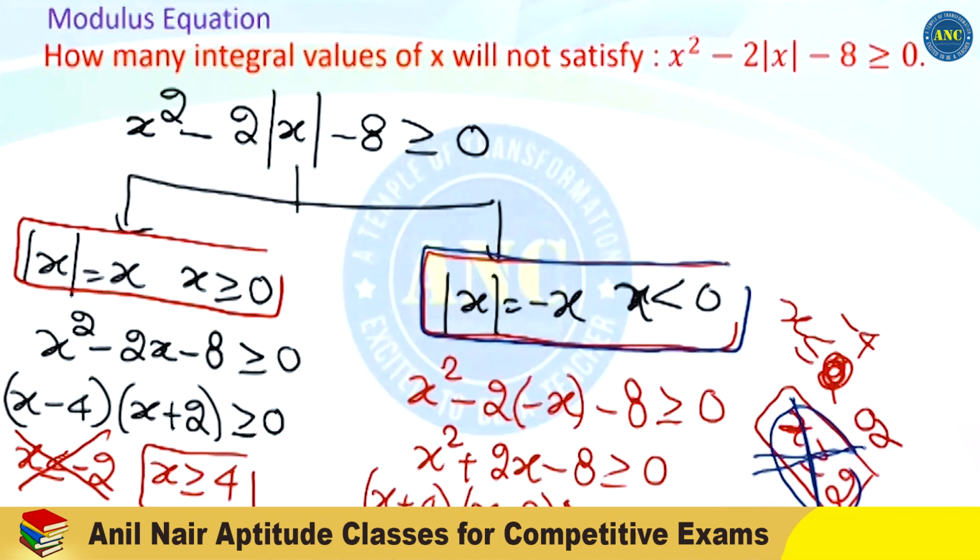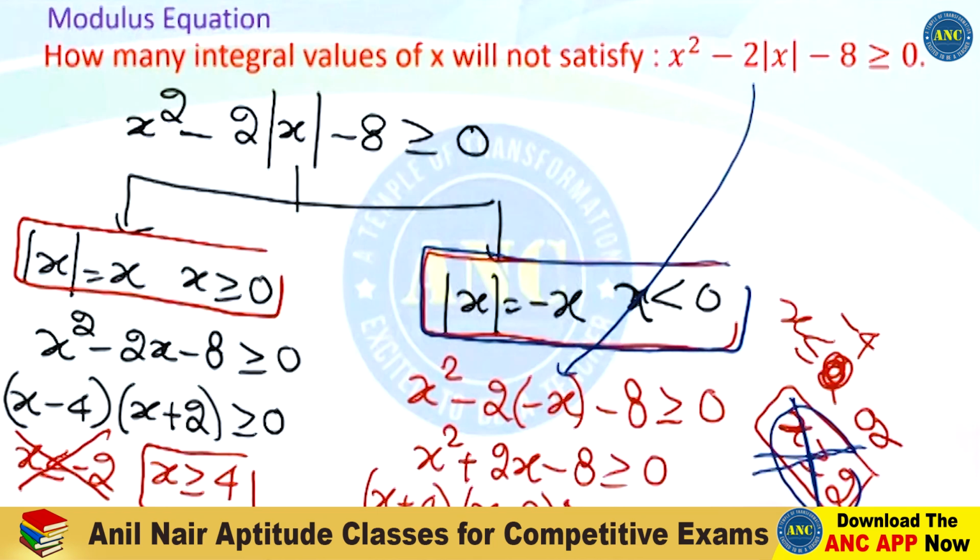Wherever x is there, I am substituting minus x under a condition x less than 0. Whatever answer I got should satisfy the condition x less than 0. Here wherever mod x is there, I substituted plus x when x is greater than or equivalent to 0. I hope the idea is clear. Eliminate the cases which do not satisfy the condition.